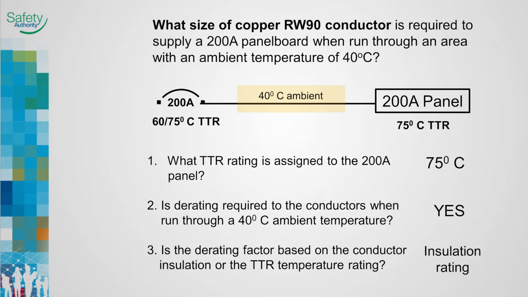The wording in Rule 4-006, Subrule 1, is somewhat ambiguous, but the derating factor is based on the insulation rating of the conductors. So to summarize, the insulation rating is based on the highest TTR. The conductor size is based on the lowest TTR, and the derating factor is based on the insulation rating.